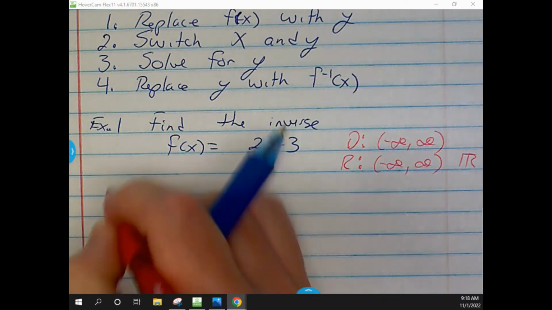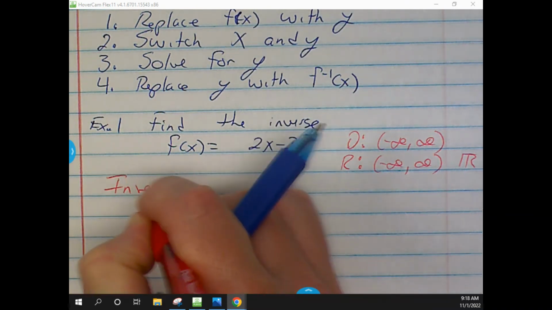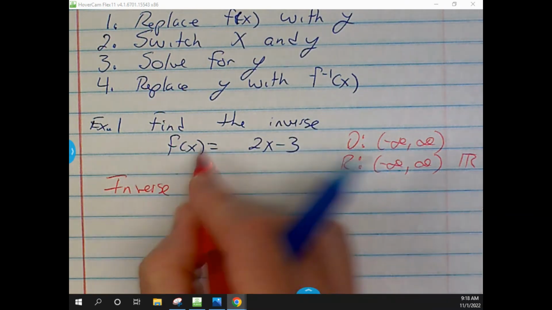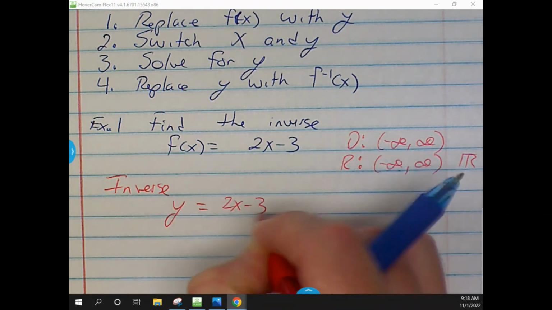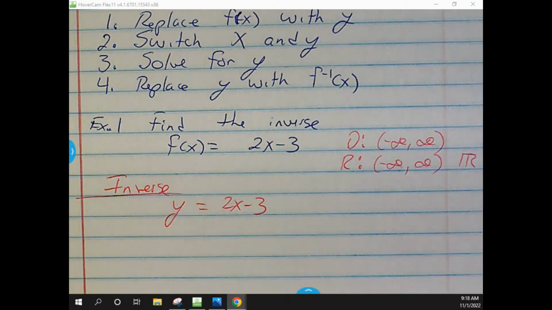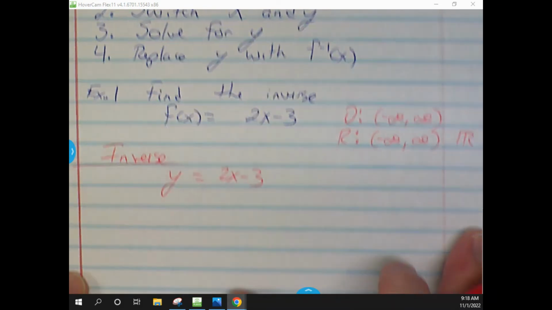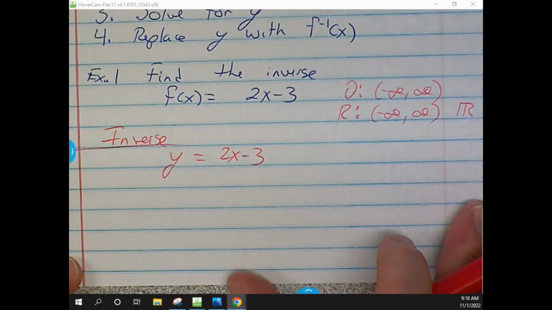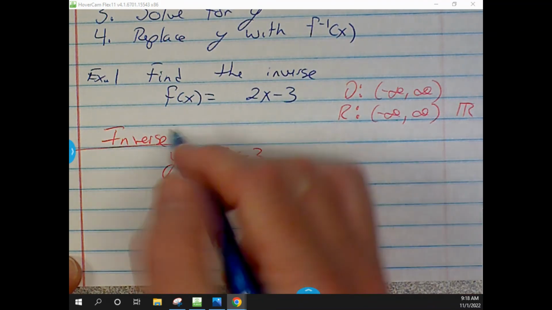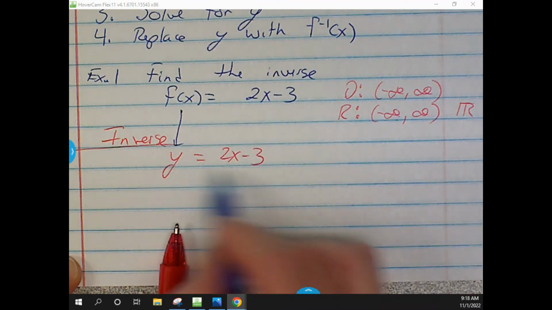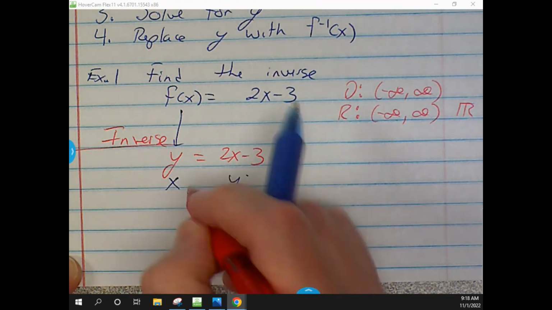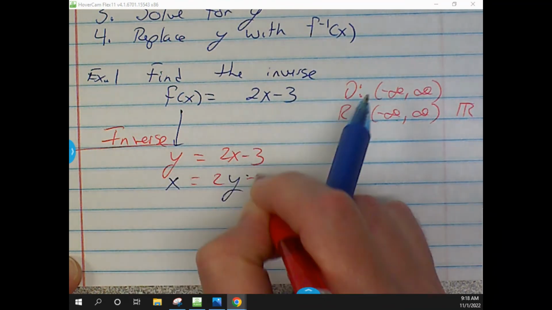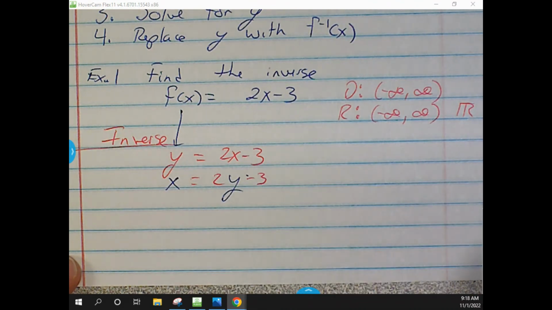Okay, so to find the inverse, first thing is we're going to take out the f of x and make it y equals. And then after we take the f of x out and replace it with the y that's here, we're going to switch the x and the y. So make the x go here and the y go there. So x is going to equal 2y minus 3.